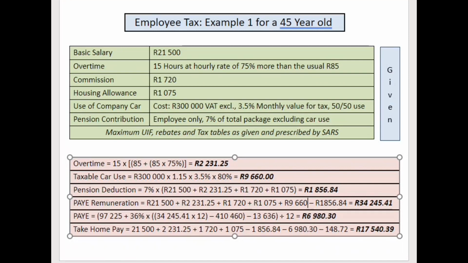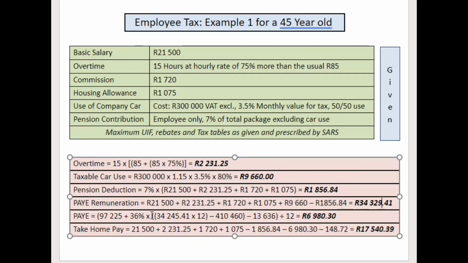We say 21,500 plus 2,231.25 plus 1,720 plus 1,075 plus 9,660 minus 1,856.84, and the amount is just slightly different from what it was here. It is 34,329 rand and 41 cents.